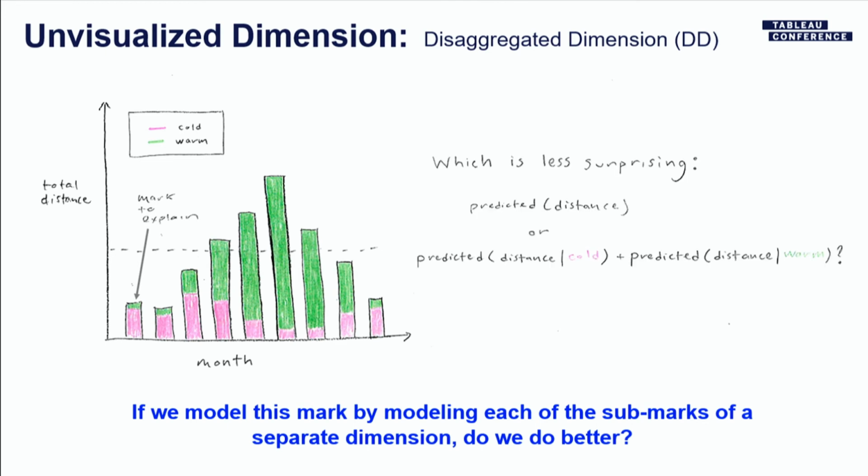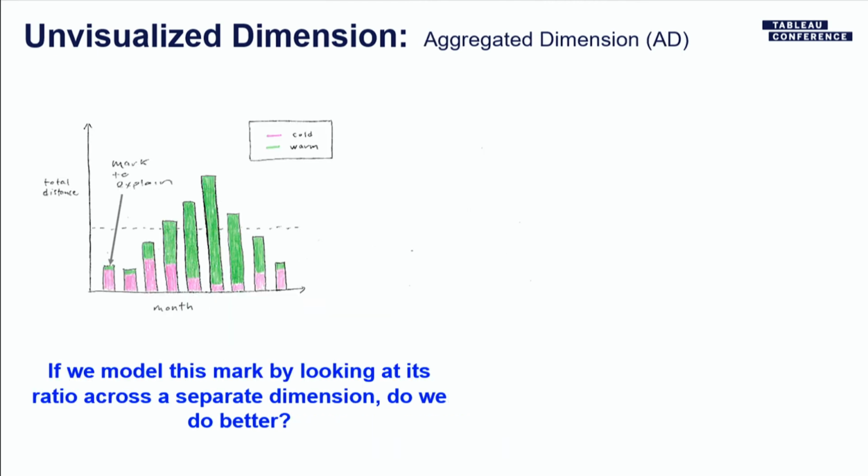So we want to ask, what's less surprising? The distance traveled in January without knowing anything about temperature, or the prediction of the distance traveled in January if we knew that it was cold, and the distance traveled in January if we knew it was warm, and then adding those together. If the value of this mark is less surprising by modeling it that way, then we consider this as a candidate explanation.